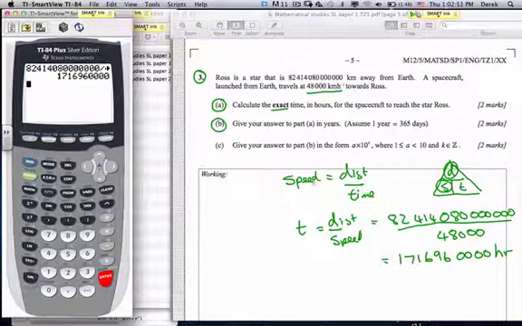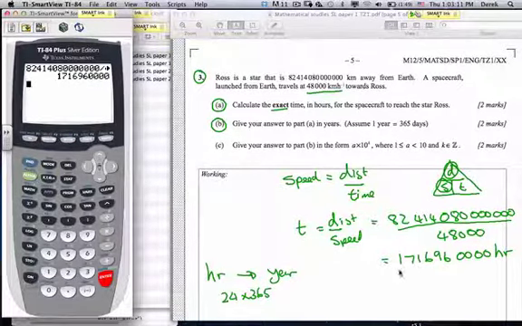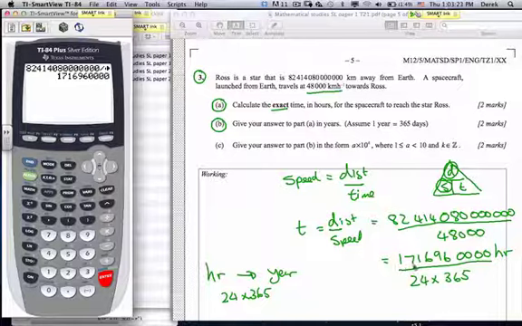Now in B, give your answer to part A in years. So if you're going from hours to years, you've got to work out how many hours are in a year. Well, obviously there's 24 hours in a day, and there's 365 days in a year. So to convert this time into years, I'm going to have to divide this by 24 times 365. Obviously I'm dividing because there's going to be a fewer number of years.